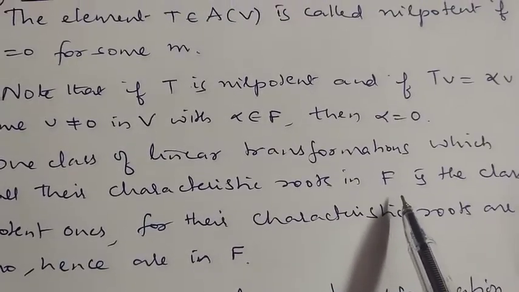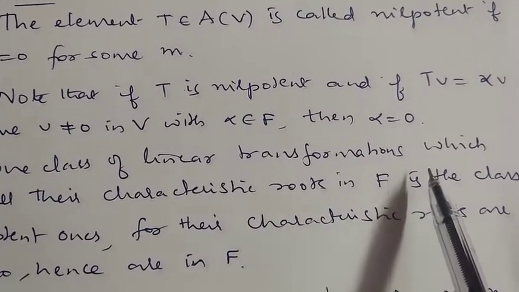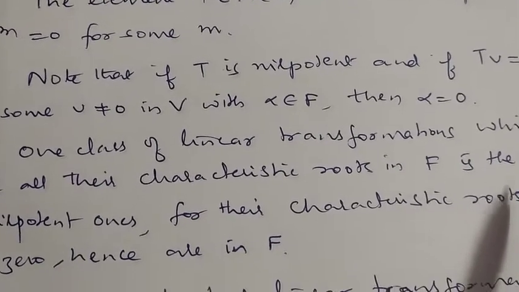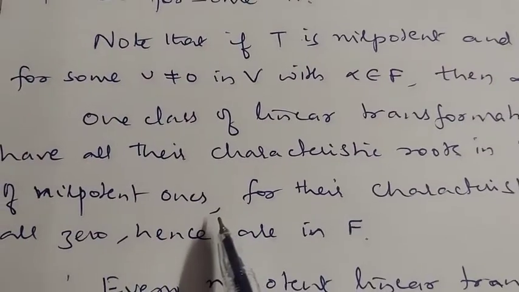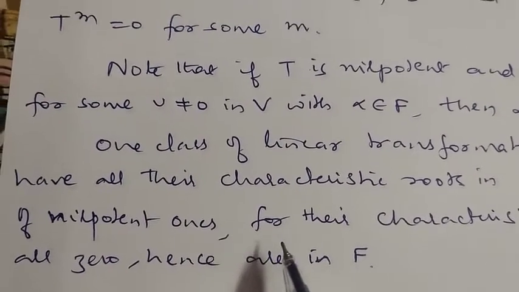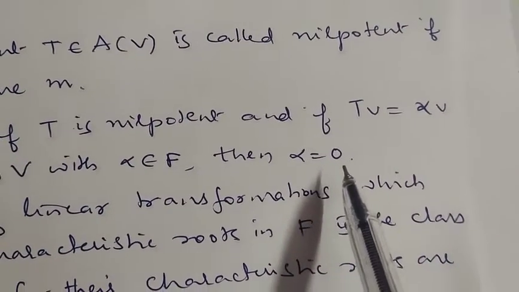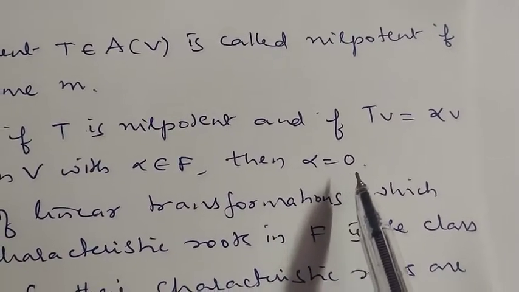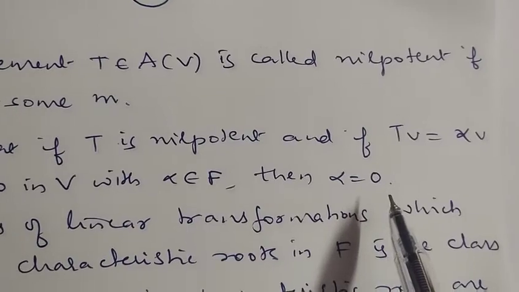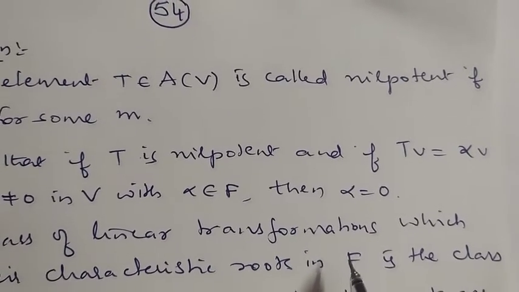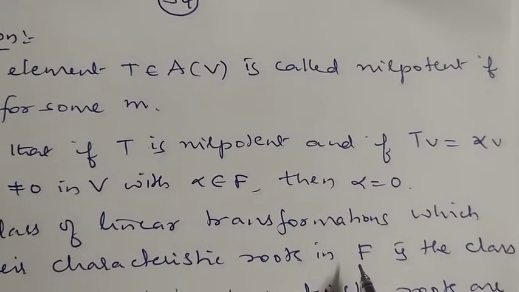So alpha should be 0 means that one class of linear transformations which have all their characteristic roots in F is the class of nilpotent ones, because all the characteristic roots of nilpotent linear transformations are 0. Definitely they lie in the field F. Okay, understand now? So the class of linear transformations whose characteristic roots all lie in a field F is the nilpotent linear transformations.